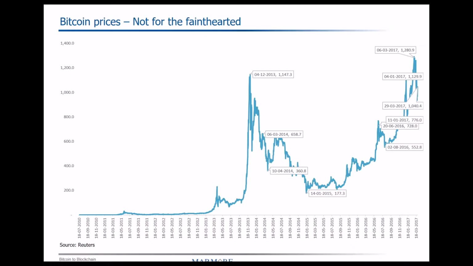As a result, the price plummeted, but currently it trades around $900. So you can look at the volatility over there.